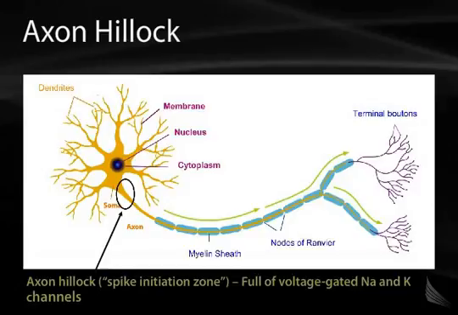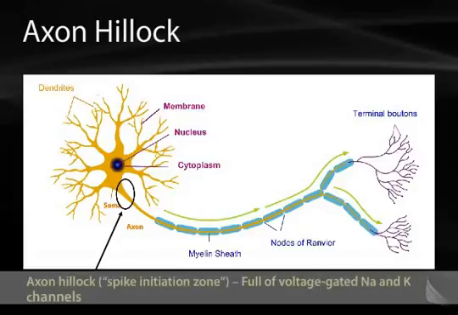The portion of the neuron where the action potentials are generated is known as the axon hillock. This is the spike initiation zone, and the reason that action potentials form here with the lowest threshold is because this part of the axon has a very high concentration of voltage-gated sodium and potassium channels.